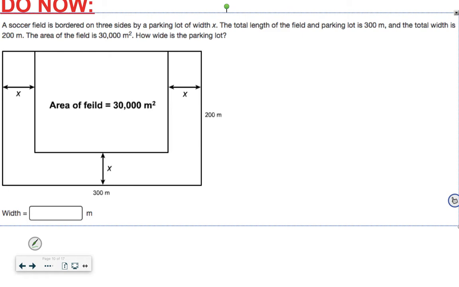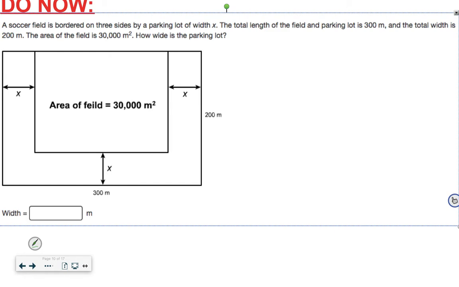A soccer field is bordered on three sides by a parking lot of width x. The total length of the field and the parking lot is 300 meters and the total width is 200 meters. The area of the field is 30,000 square meters. How wide is the parking lot?